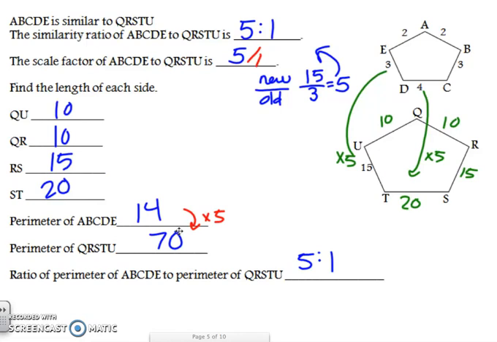So those are how you find missing sides using similarity statements and how you prove something is similar or not.